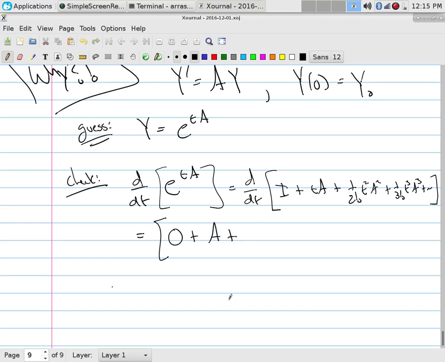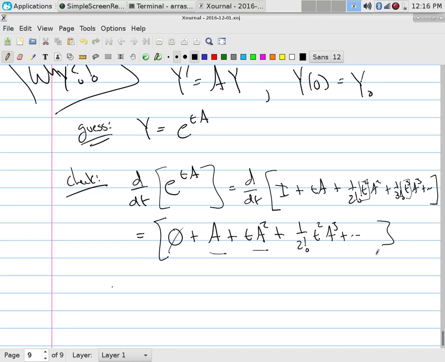A plus. What about this? I'm taking the derivative of t squared. What happens to that? 2 comes out in front. It would cancel with one of the 2's in the bottom, leaving 1. And so I would have t times a squared plus. That's a t cubed. So what's going to happen? 3 comes out, knocks out one of the 3's. 1 over 2 factorial is left. t squared a cubed plus, and this continues on. Everybody okay with that?